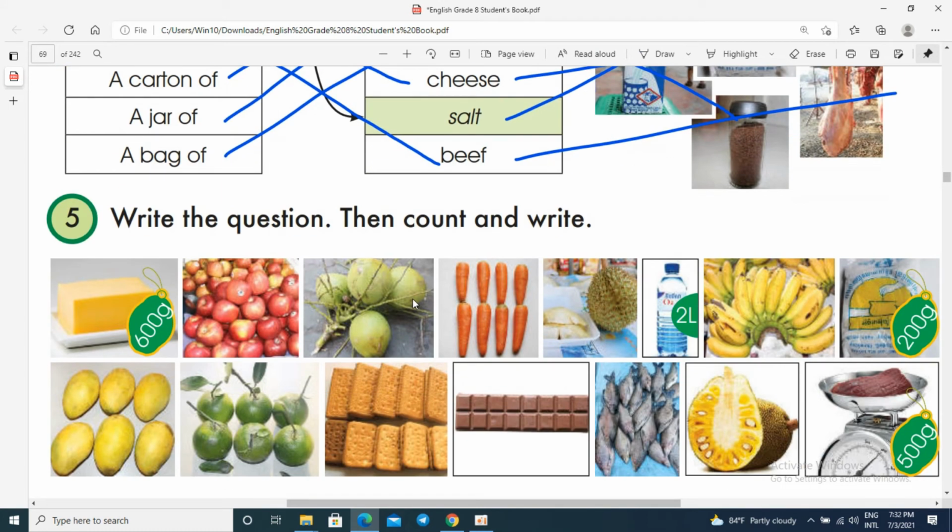Okay, let's go on to another part in section 5. So in here you need to write a question and then you count and write. Okay.